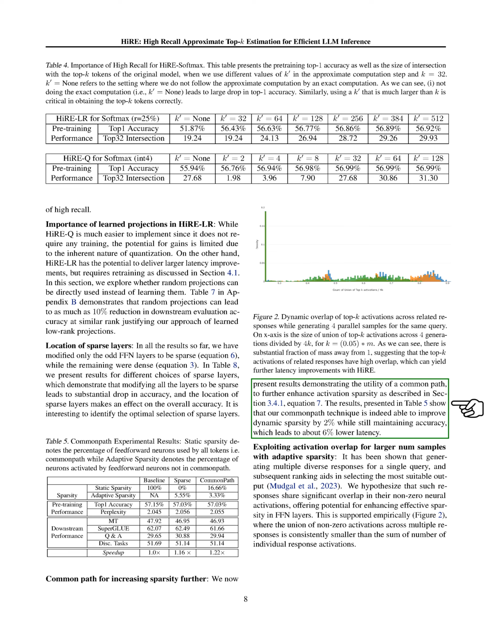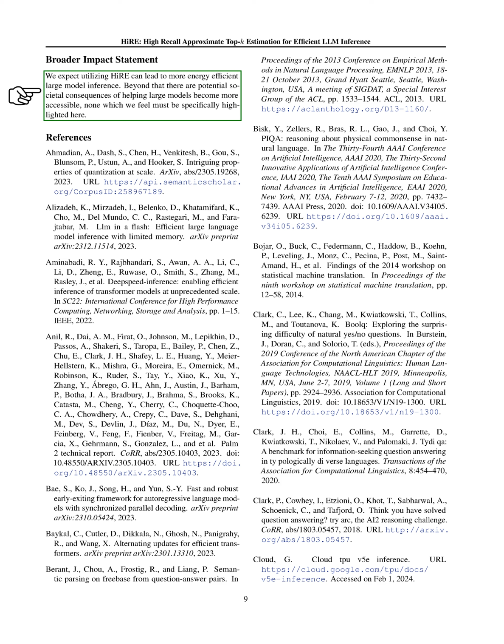Section. Broader impact statement. In this section, we discuss the broader impacts of our work. We believe that by using HiRE, we can make the process of running large models more energy efficient. Additionally, there are broader societal implications as making these large models more accessible could have various effects. However, we don't think there are any specific consequences that need to be emphasized in this discussion.